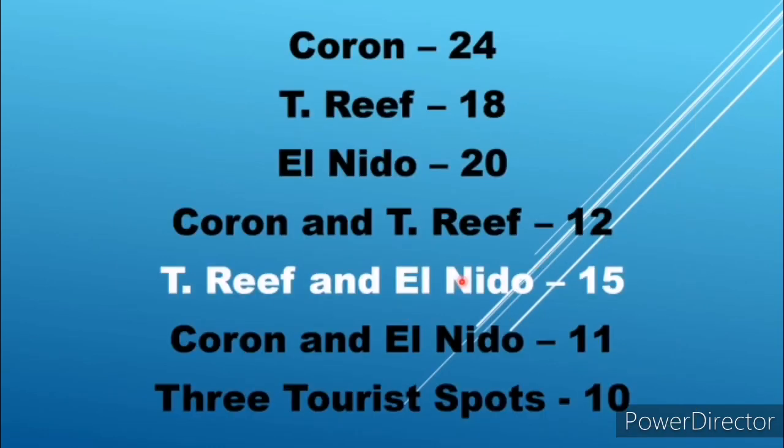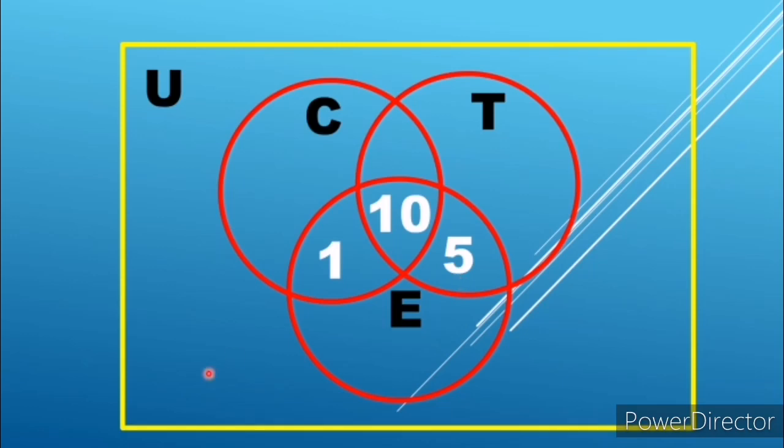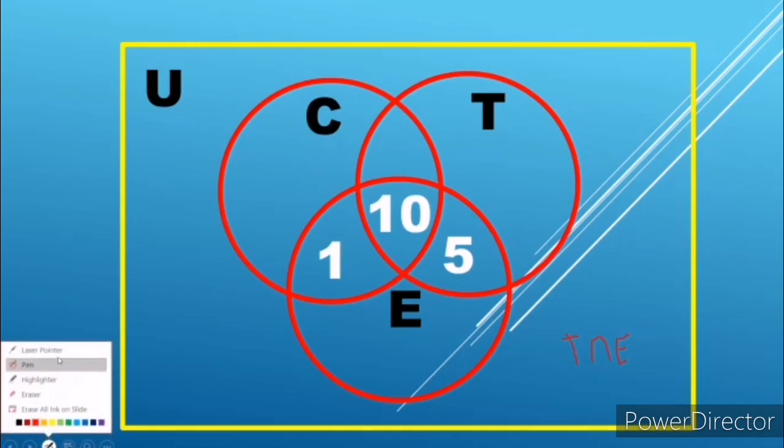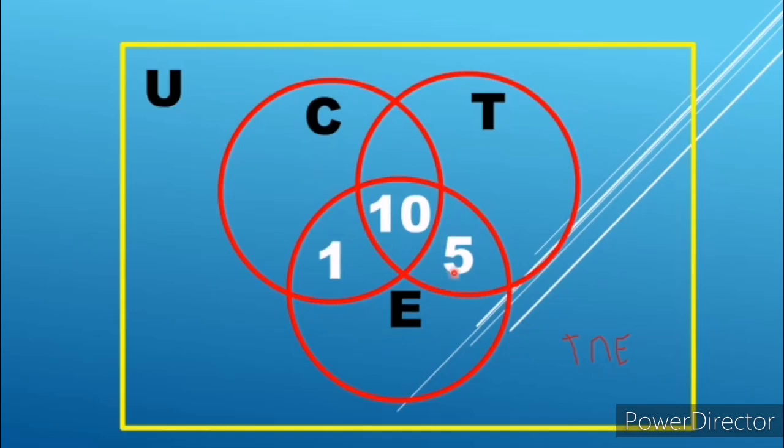Next, we have Bataha Reef and El Nido. 15 daw yung nagpunta ng Bataha Reef and El Nido. Since Bataha Reef and El Nido siya, it is also an intersection. So, ang gagawin natin, Bataha Reef, intersection of El Nido. Okay. Sabi nyo, Sir, bakit ang nilagay nyo lang po ay 5? Yes, tulad lang kanina, we already have 10 here. So we have 5 here, a total of 15. Kasi etong buo na to, yung intersection ng Bataha Reef and El Nido.